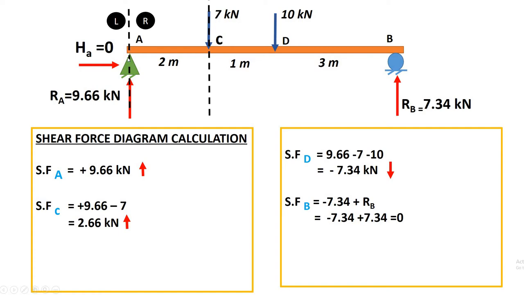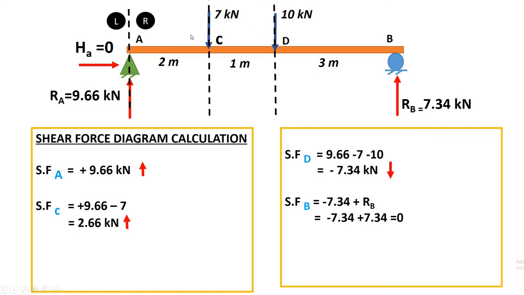So in the left part, how many vertical forces do we have? One is 9.66, another one is 7 itself, right? So 9.66, that is upward, minus 7, that is downward. So the shear at C is equal to 2.66 kilonewton. Now shear force at D.